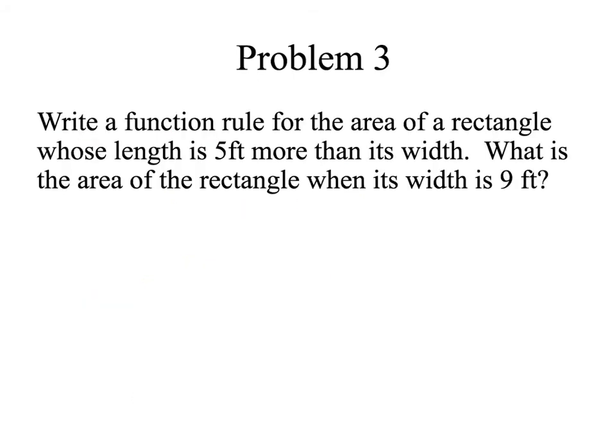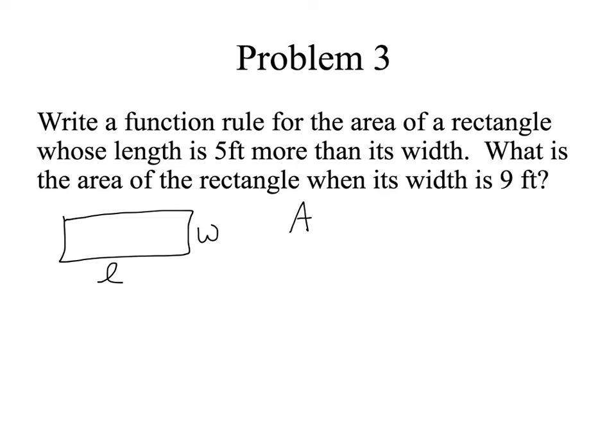Okay, and last problem. Those last 3 were all linear. This is actually the first function rule that's nonlinear. So it says write a function rule for the area of a rectangle whose length is 5 feet more than its width. What is the area of the rectangle when the width is 9 feet? So anytime I can draw a picture, I draw a picture. So this is the length, and this is the width. It really doesn't matter which one you label. Technically, actually, I'm going to switch those because I like to keep things consistent. I always say the length is the longer one and the width is the shorter, but it doesn't matter at all.